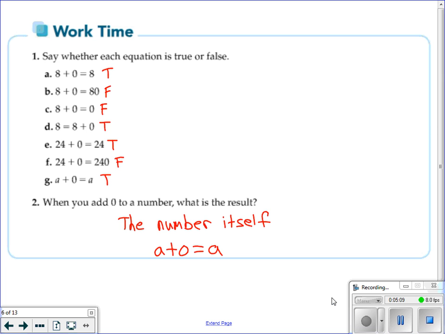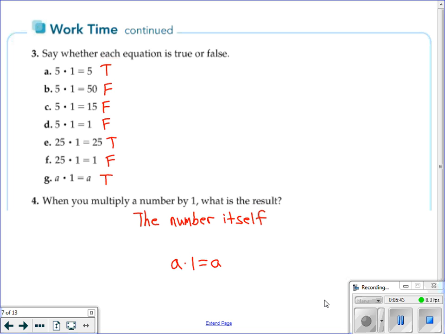And then number 2, it just asks you, when you add 0 to a number, what is the result? And when you add 0 to a number, you're just going to get the number itself back. Okay, like 8 plus 0 equals 8. 24 plus 0 just equals 24. Okay, and then to represent that property for any number, we just say a plus 0 equals a. A could be any number. If I add 0 to any number, I'm just going to get that number back.